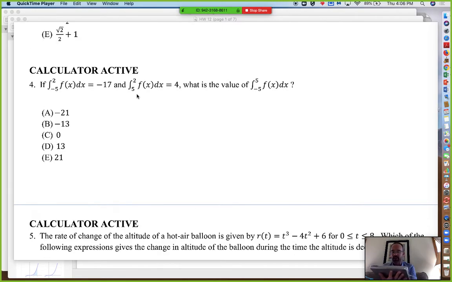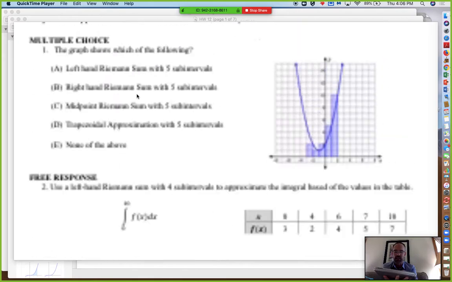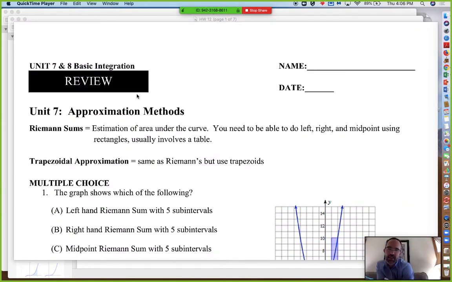So I have this file. If you want to look for it, you can. If you just want to write it on a piece of paper, we've done enough integration. It's this Unit 7A basic integration review. We didn't officially do this Unit 7 thing, but it's a great reference.